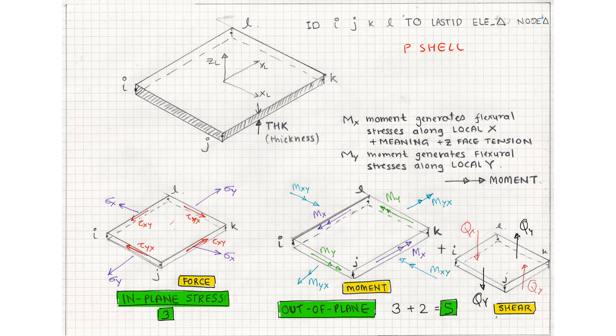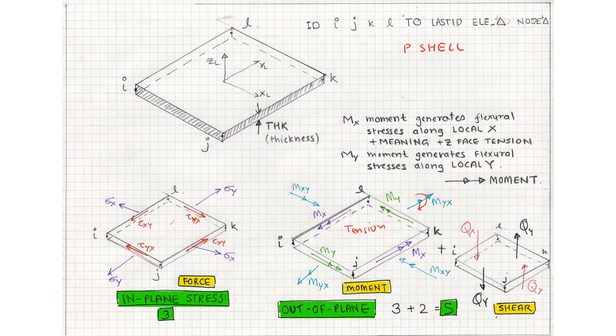And out of plane means moment, which we show by two arrows together. Again using the right hand rule, we move in the right hand direction. So this is the Mx moment, the My moment. This moment will create tension at the top.